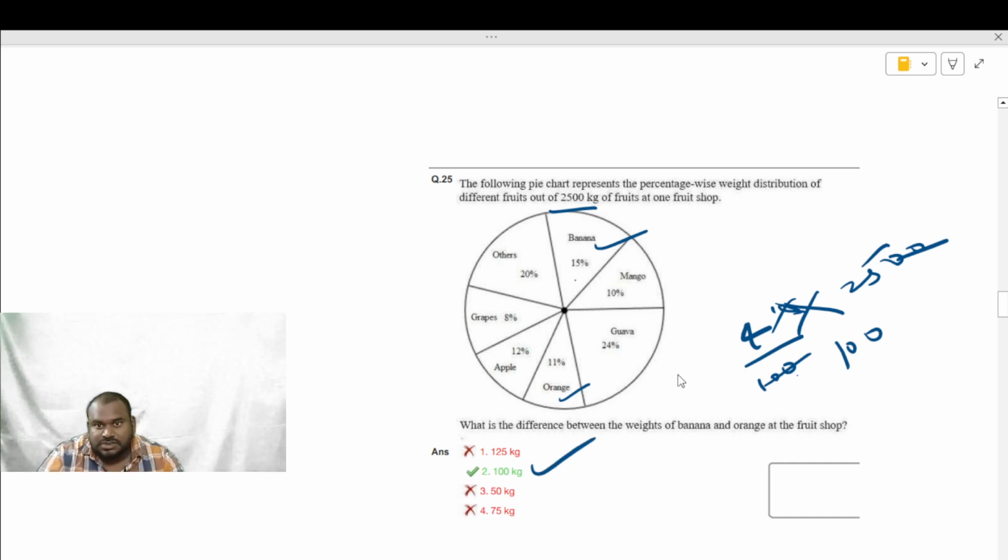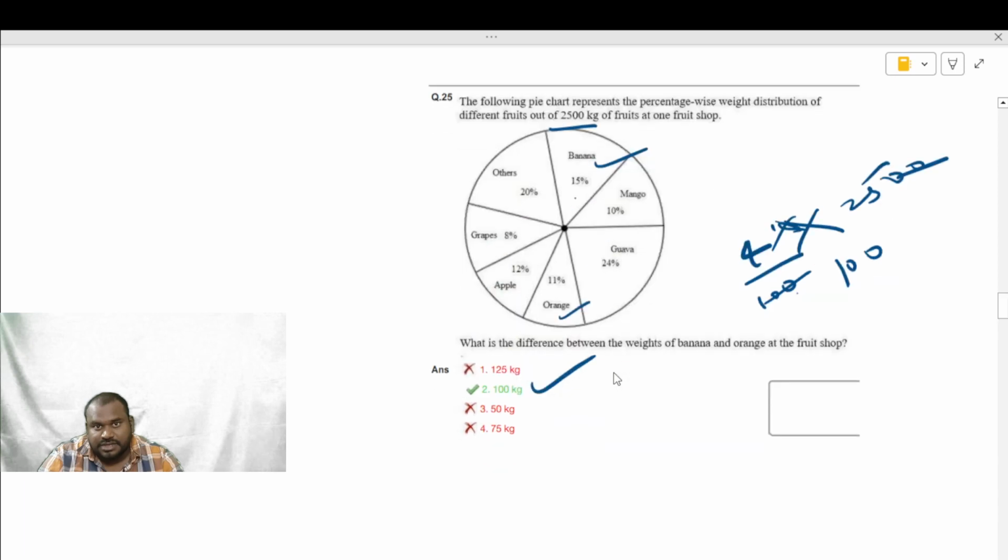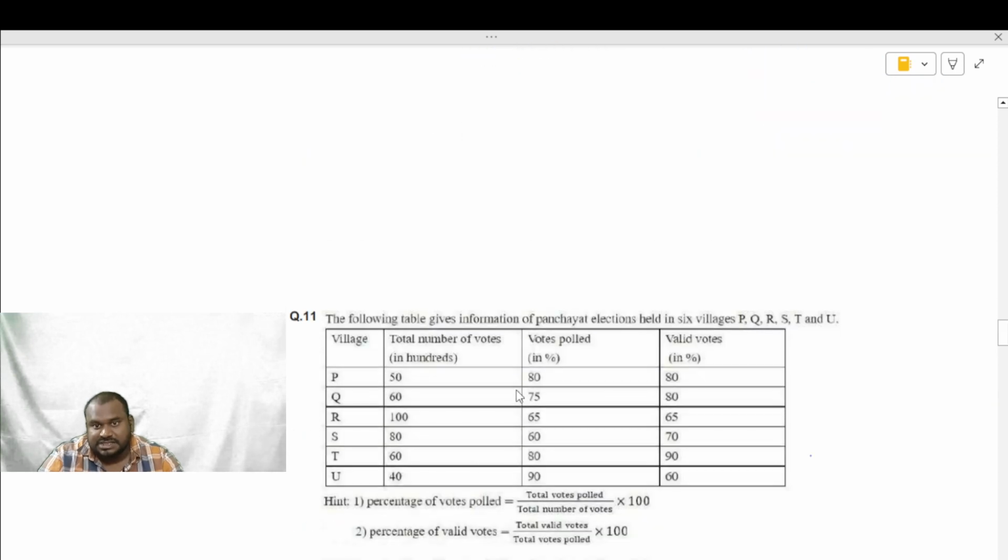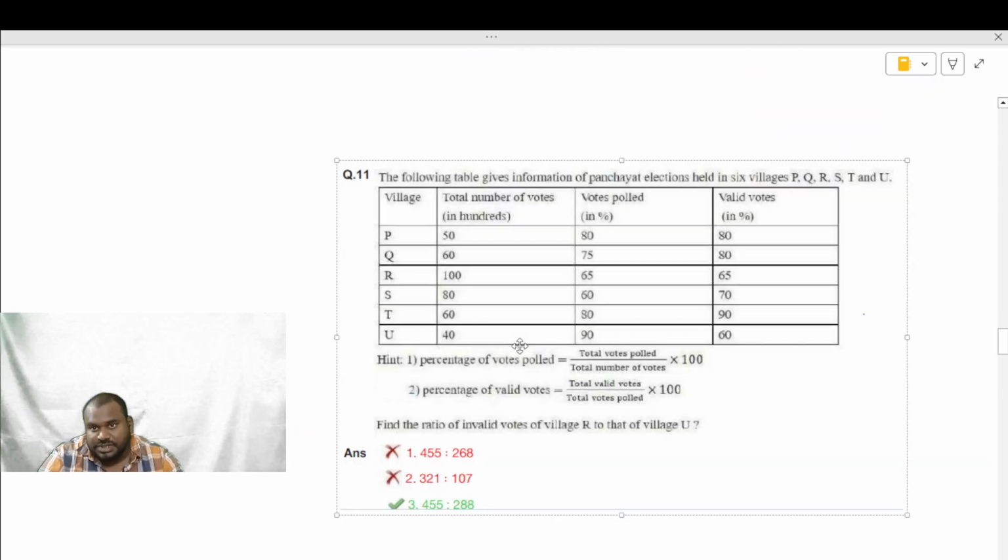See, all these questions were given in previous SSC CGL. So if you know these methods, then you can solve them easily. Now, next question.